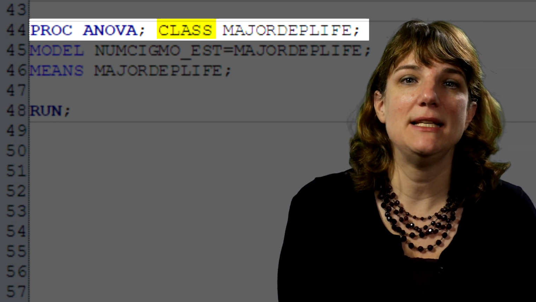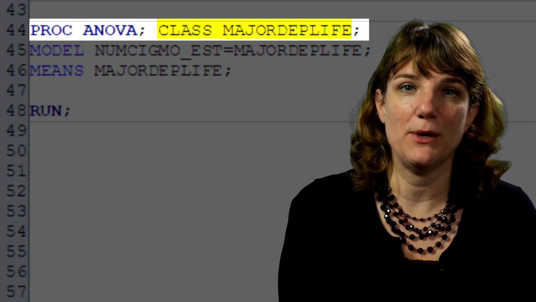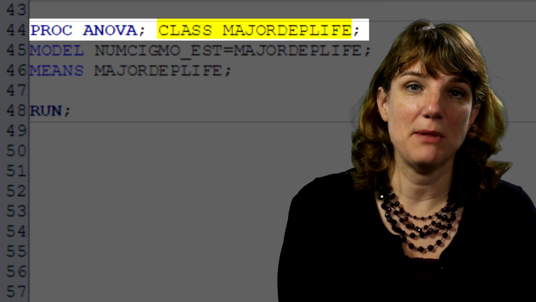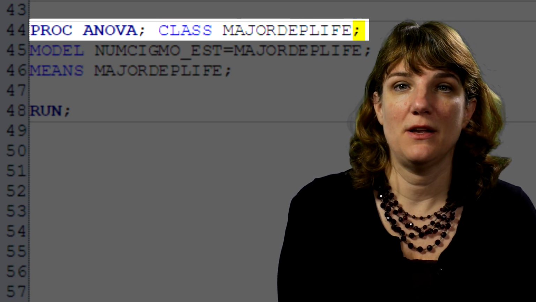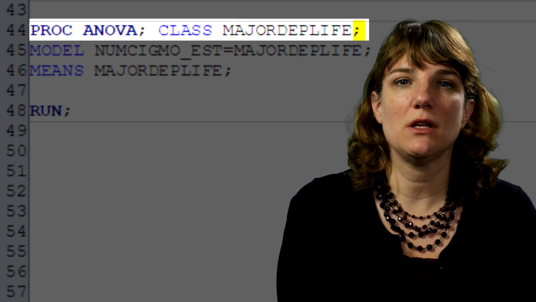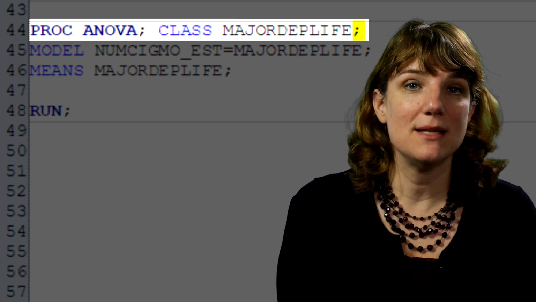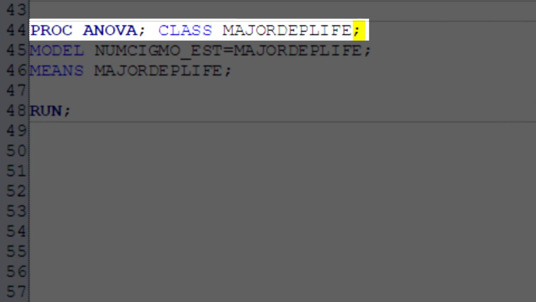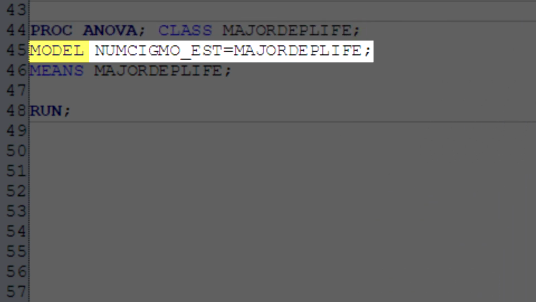The class statement identifies the categorical explanatory variable. The name of my categorical explanatory variable is major dep life, so I include this after the word class. And as always, end the command with a semicolon. Next, we write a model statement, naming the quantitative response variable. In this case, that's num sigmo underscore est, then the equal sign, and then the categorical explanatory variable, which is major dep life, and end the statement with a semicolon.